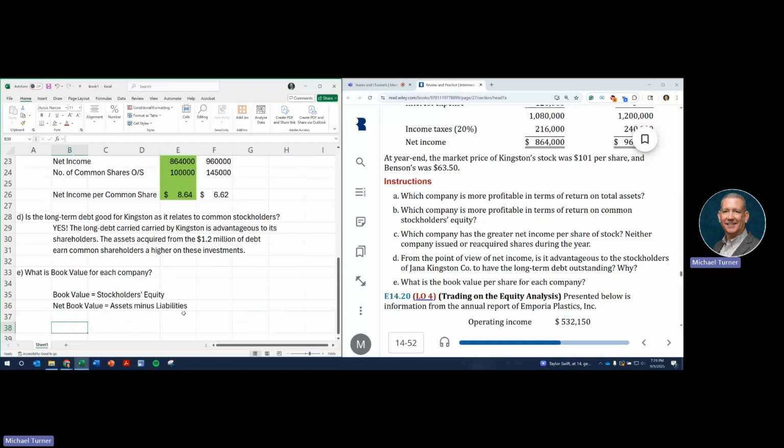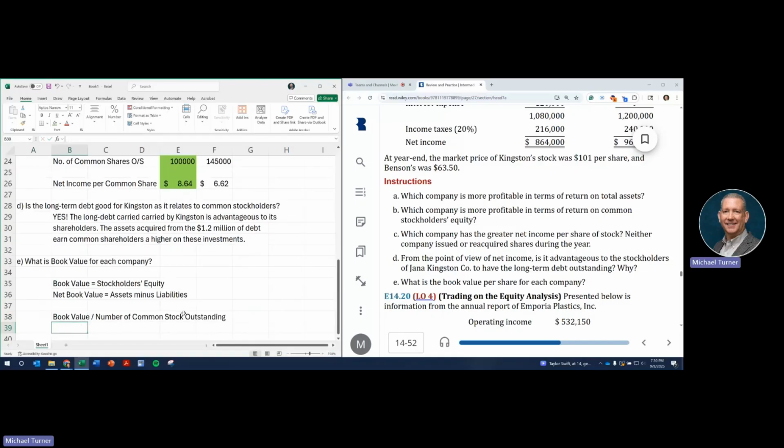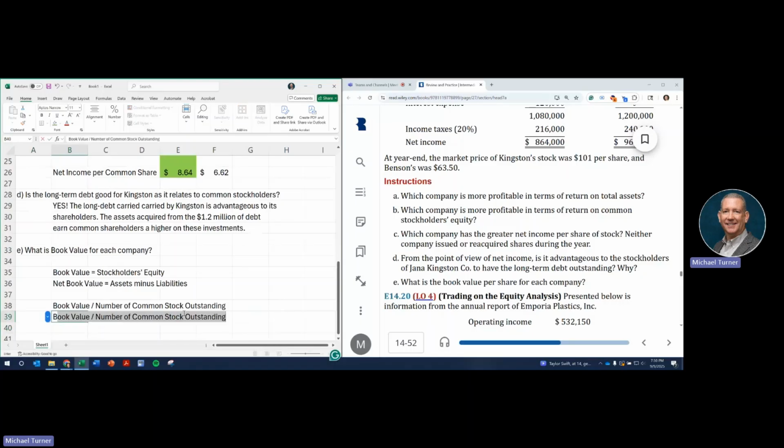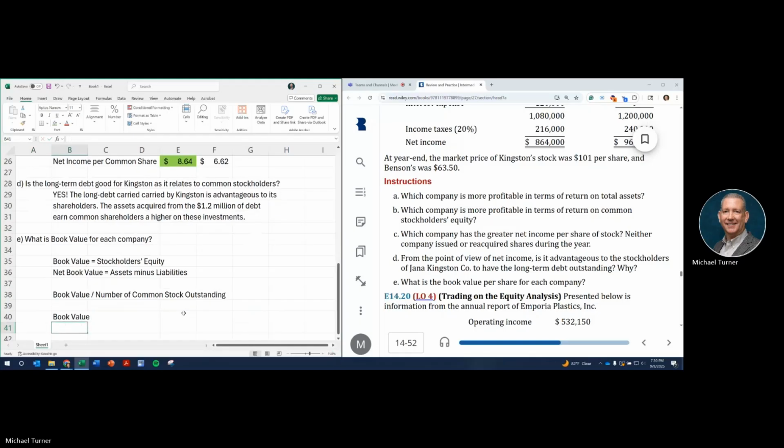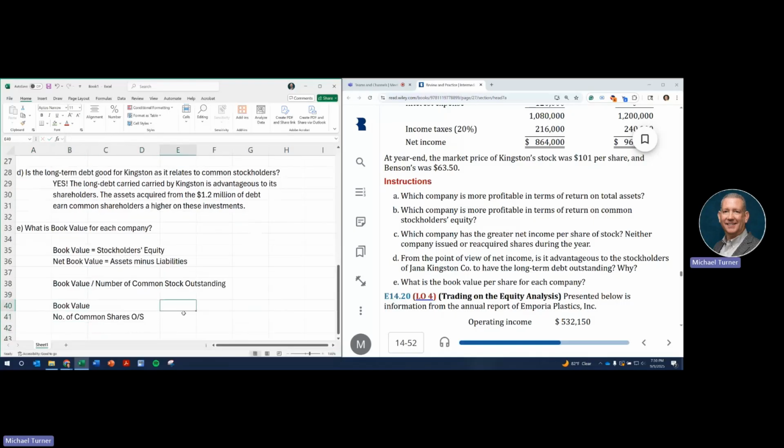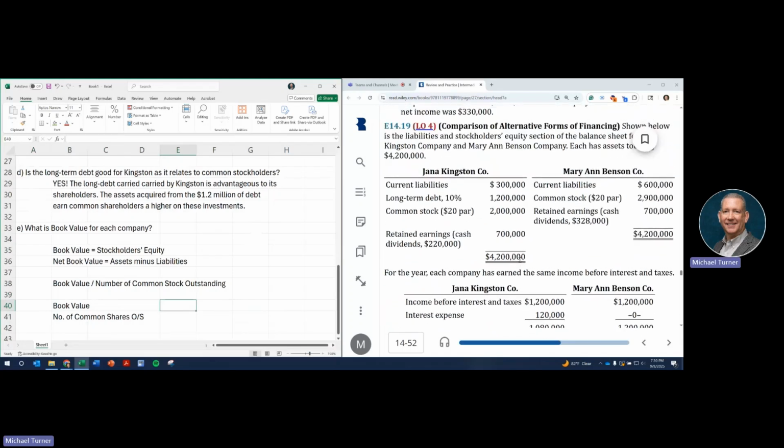So now that we've defined book value, the question is asking us, what is the book value divided by the number of common shares outstanding? So let's go find that information. So we're looking for book value and number of common shares outstanding. So the book value, we'll turn back over to our balance sheet, and we can find that two ways. So we'll work one way for each company so we can see them both.